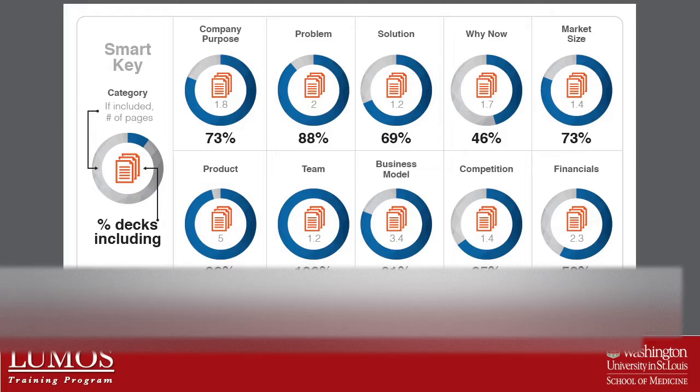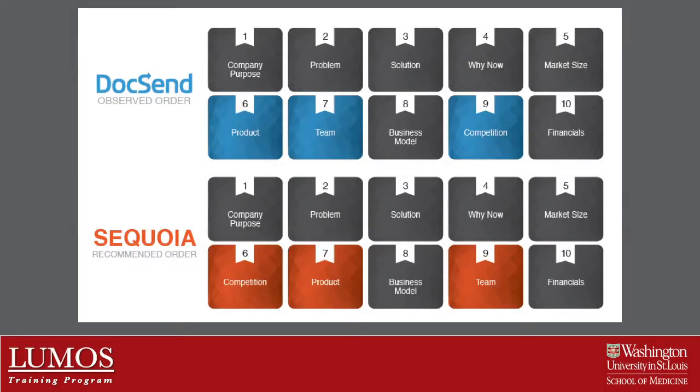And so when we combine these two and look at the results of the data, the typical configuration was as shown above: company purpose, problem, solution, why now, market size, product, team, business model, competition, and financials. And it's very similar, with just a few exceptions, to the recommended sequence of slides by the world's arguably most successful venture capital firm, Sequoia. So this is an order of a pitch deck that you may want to take into account.